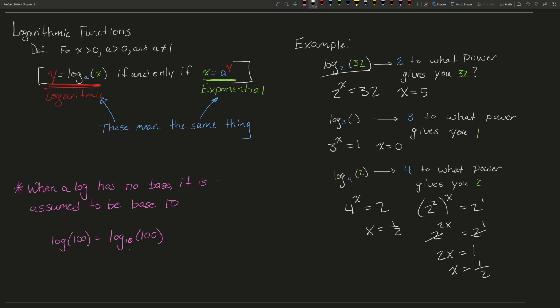And lastly, when a log has no base attached to it, it is assumed to be base 10. So if we have log base 100, that is the same thing as saying log base 10 of 100. Which again, if we rewrite that, says 10 to some power is equal to 100. And we know that 10 squared is 100, so x will equal 2.